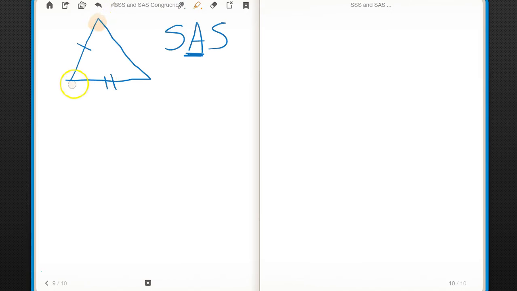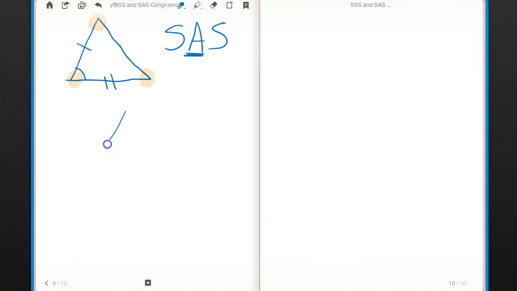Is it this one? Anyways, or this angle. There's three angles. Which angle is in between the two sides? This one? No, because there's nothing here. This one? No. It's side, this angle, and then side. Side, angle, side. This angle is in between these two sides.